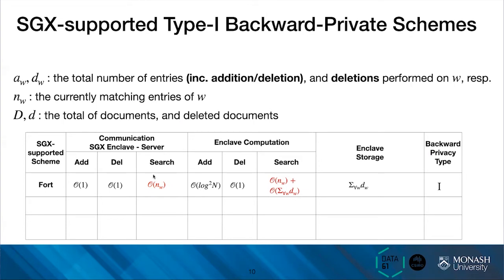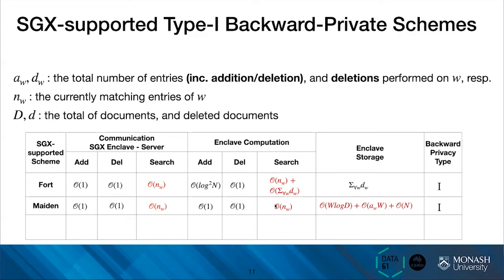In Fort, as you can see here, the high-level idea is that to identify the query tokens of currently matching documents, the client has to perform a linear scan on the stores, which store the deleted information of all other keywords. So the search time here really depends on the number of deleted documents of all other keywords when you do the search. The Maiden scheme was proposed this year.